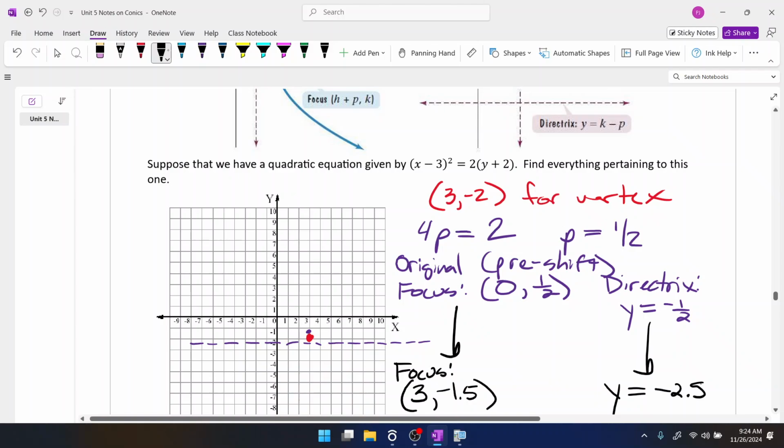But here's the thing. This has a y value of -2. The focus is 1/2 a unit above. The directrix is 1/2 a unit below.